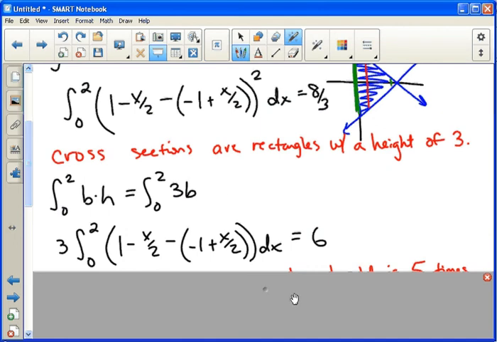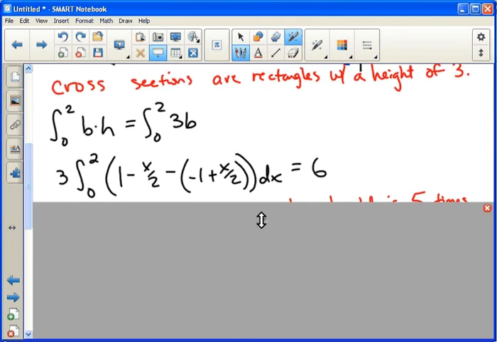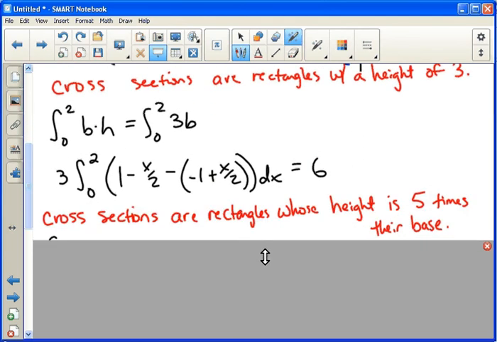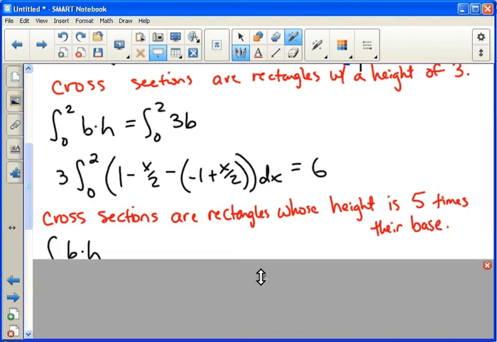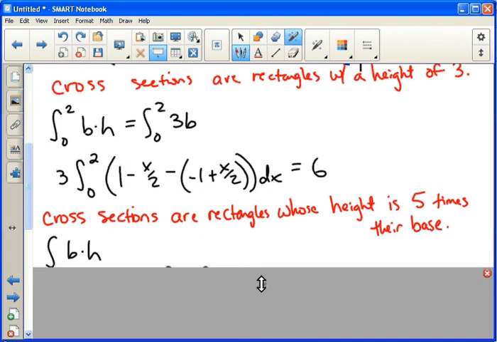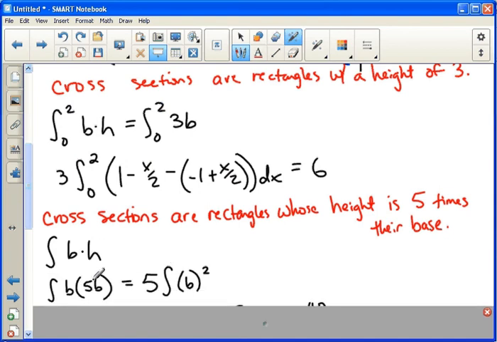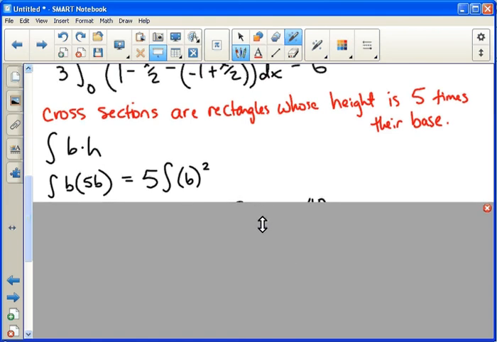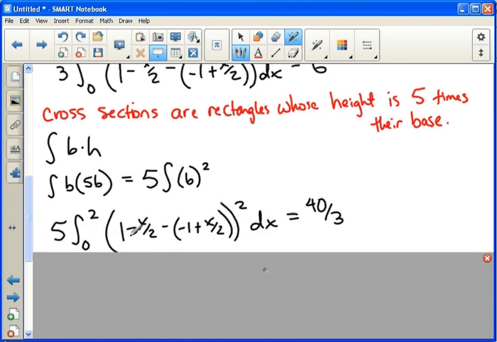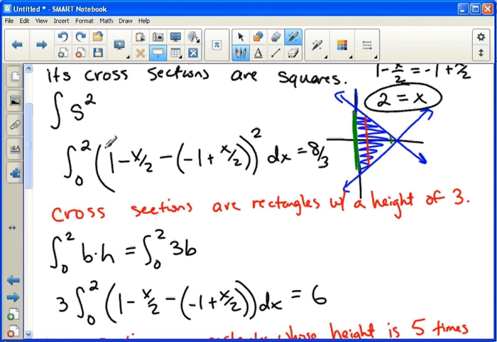So let's keep going. Let's say we have cross sections that are rectangles whose height is 5 times their base. Okay, so we have base times height, that's the area of a rectangle. Now they tell us the height is 5 times the base, so I replace the height with 5b. If you simplify that, it's 5b squared. So I put the 5 out front, and I do top minus bottom, because that'll give me the base, squared. Now if you look, that's actually the same as the one we had up here, except we're multiplying by 5. So I just took this answer, 8/3, multiplied by 5, and it got me 40/3.